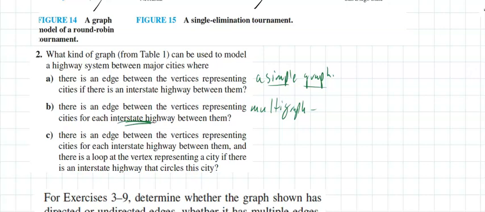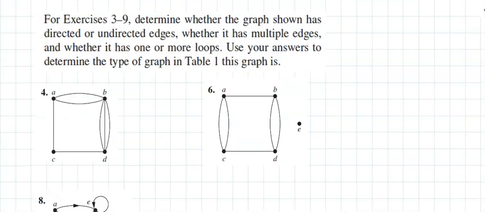And C, there is an edge between the vertices representing cities for each interstate highway between them, and there's a loop. They allow the loop at the vertex representing a city if there is an interstate or highway that circles this city. Oh, excuse me. And this will be, again, I'm not sure if I'm pronouncing that right, but there it is.